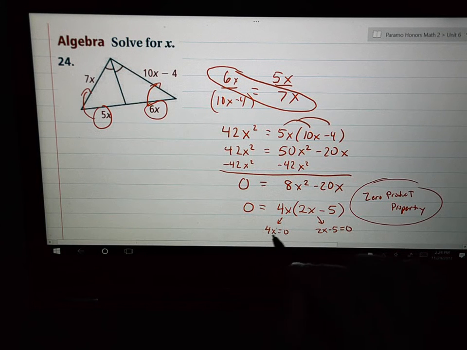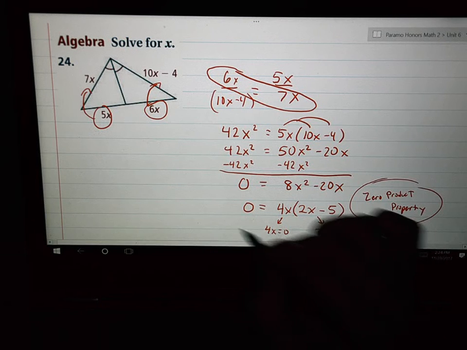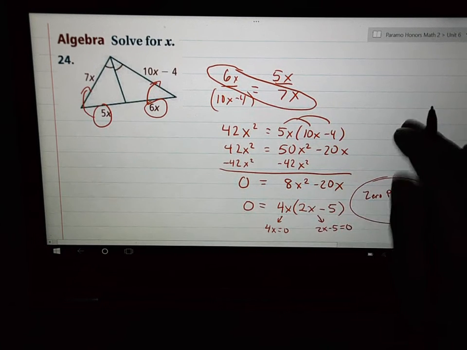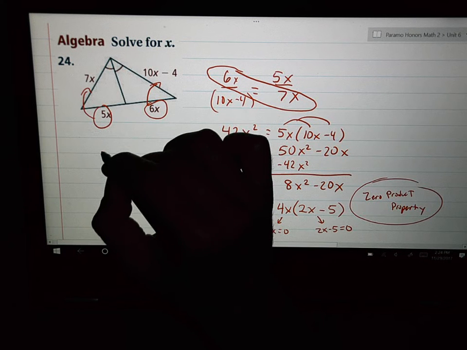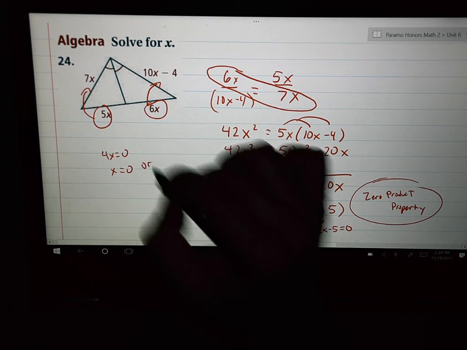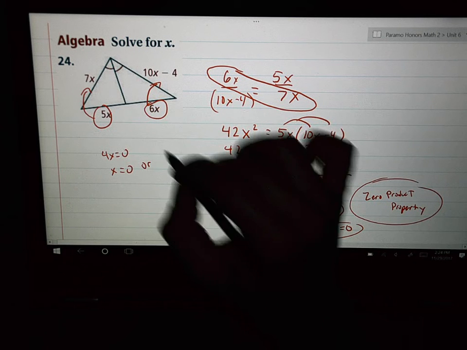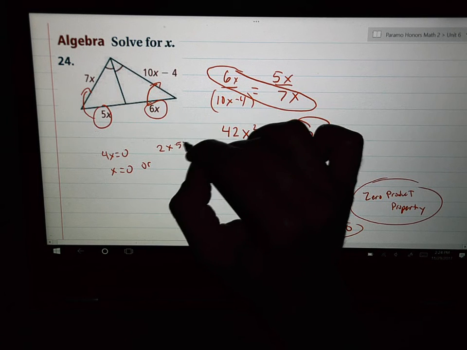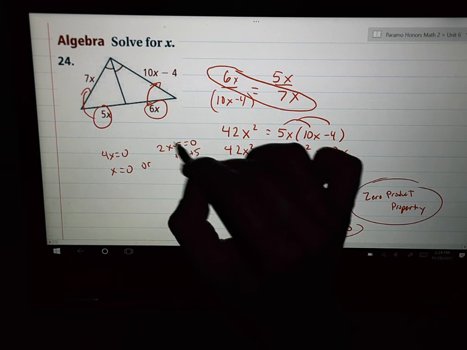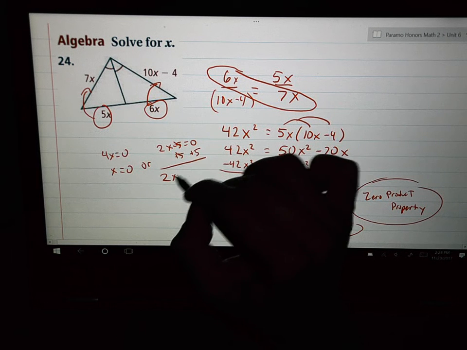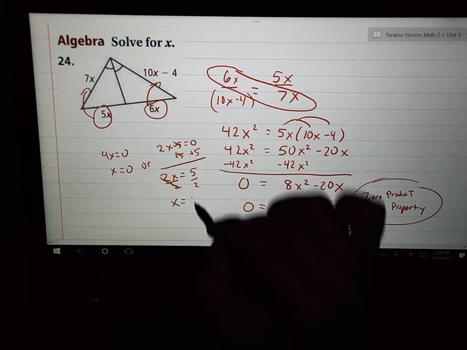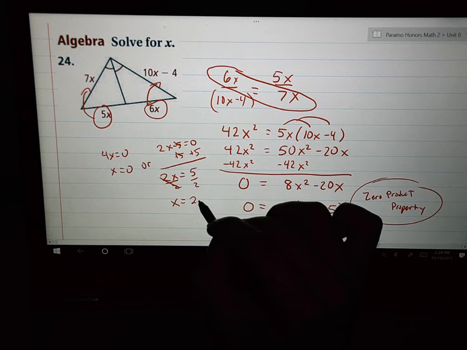So let's figure this out. x is either equal to 0, in this one we divide by 4. Ooh, I'm running out of room. Let me go over here. 4x equals 0, so x has to either equal 0 or 2x minus 5 equals 0. Add 5. 2x equals 5. Divide by 2. x is equal to 2.5 or 5 over 2. Same thing.